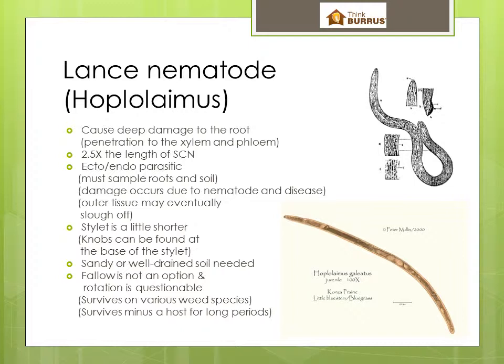They're different than our previous examples in some important ways, though. Notice that they're ecto and endoparasitic. That means they feed on the outer tissue, as do needle and dagger nematodes, but they also will burrow into the root and cause injury. They also survive on various weed species, so it's hard to keep these in check with rotation like you did with needle nematode. To be honest, nematologists probably have a hard time figuring out what portion of yield loss is caused by the nematode or by disease that sneaks in through the wounds caused by lance nematode.